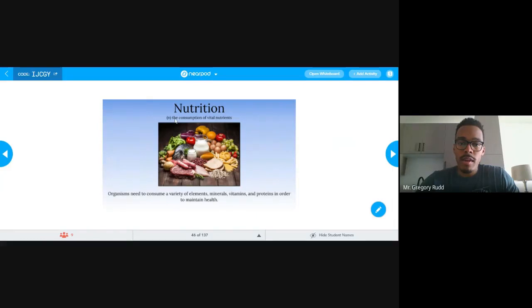So again, if you wanted to write down the definition of nutrition, there it is on your screen again. It's the consumption of vital nutrients. So we kind of think about the fact that we do need a balanced diet, and not just human beings, but all organisms. They need to get some of their nutrients from various sources. So while plants and other autotrophs make their own glucose, they still need to get nutrients from the soil as well. They still need a source of nitrogen to make proteins and to make nucleic acids. They still need other minerals and vitamins to be healthy.